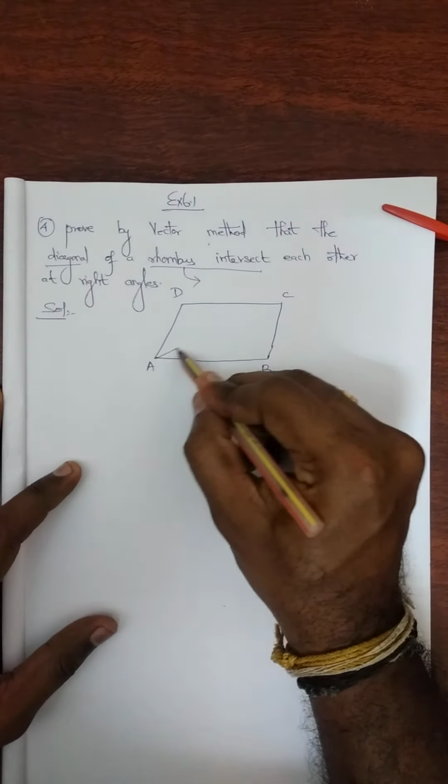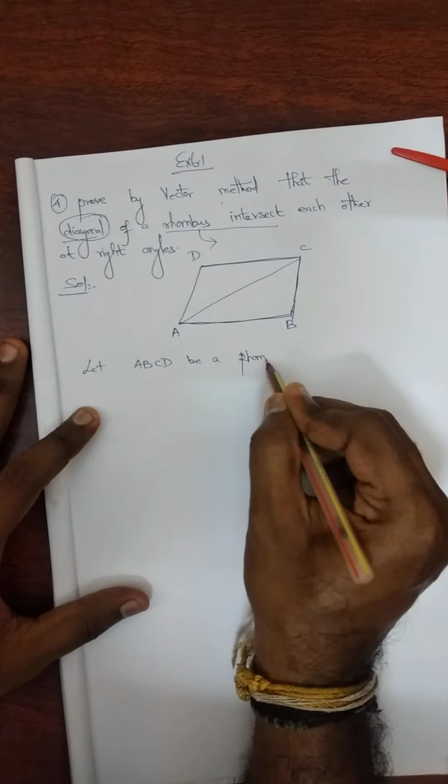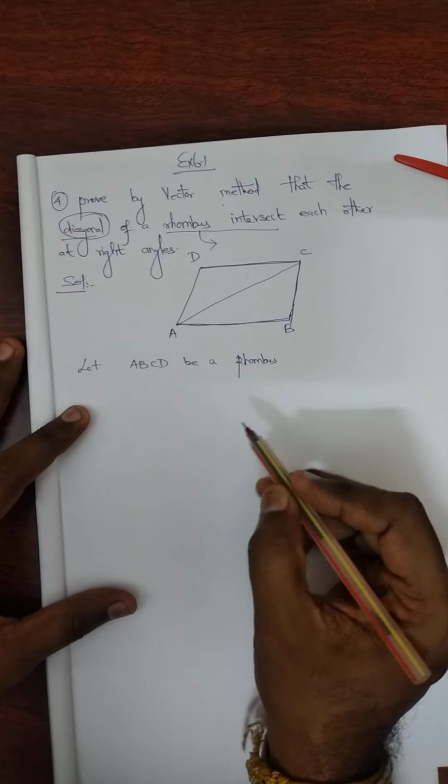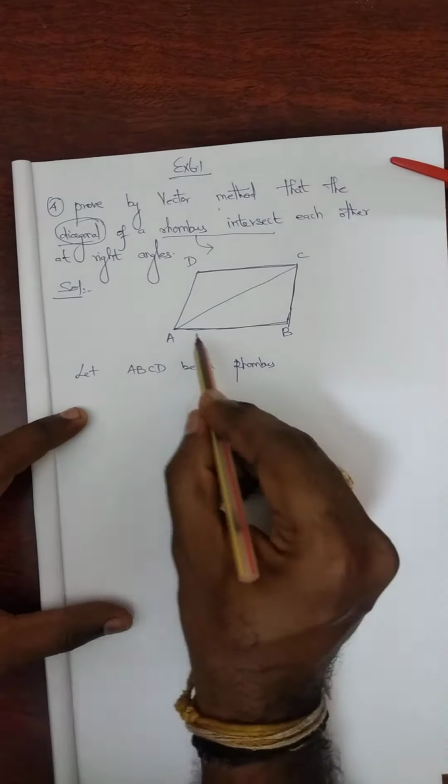First, we know all sides are equal. All sides are equal means the lengths are equal. The length is nothing but magnitude. For magnitude we need to put the modulus. So let ABCD be a rhombus. We know in a rhombus AB is equal to BC is equal to CD is equal to DA, because in a rhombus all sides are equal.